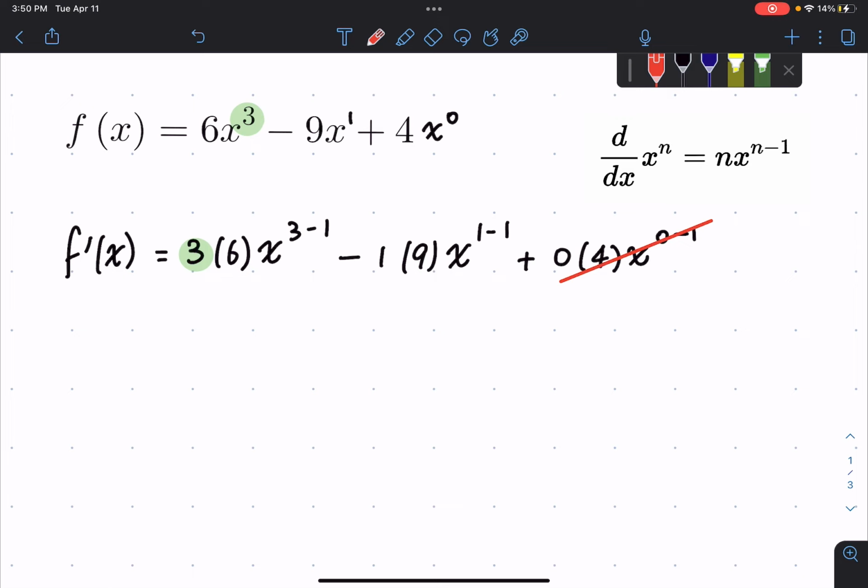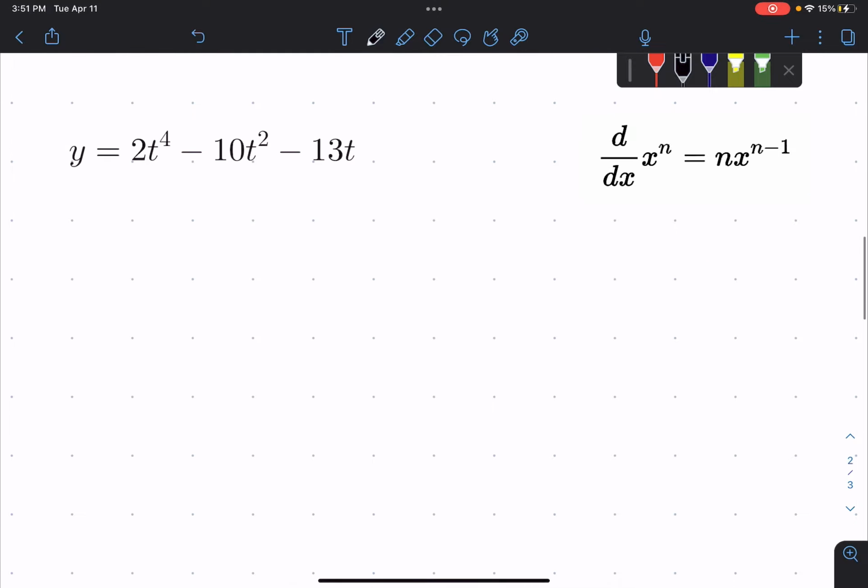So we now know that constant terms get cancelled out using the power rule. Here, 1 minus 1 is x to the power of 0, so that gets cancelled out. What are we left with? We're left with the derivative of f of x is equal to 18x squared minus 9. Let's move on.